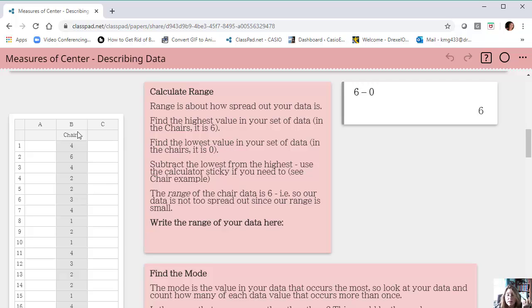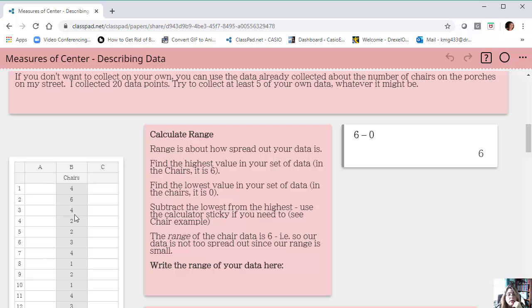I went out and counted the number of chairs on the porches of 20 houses on my street. My street is a very condensed street, and everyone has a porch, so I counted chairs there to see if there was a typical number of chairs, an average number of chairs, whatever measure. Here's the data. If they don't want to collect their own, there is sample data right here, and they can use the sample data to explain things. It is more fun if they get their own data, and they can put their own data in column A, or column C if they want to do more than one.